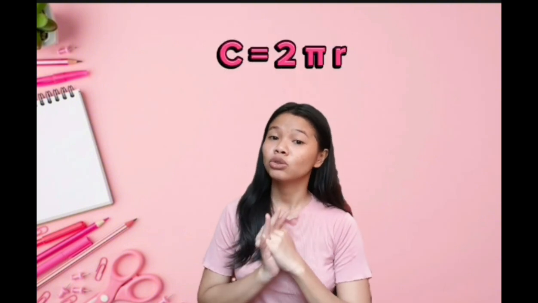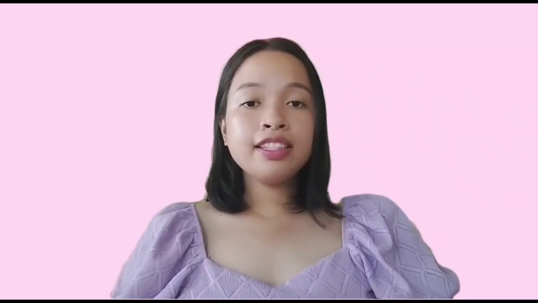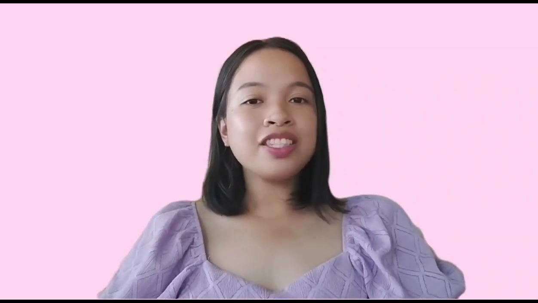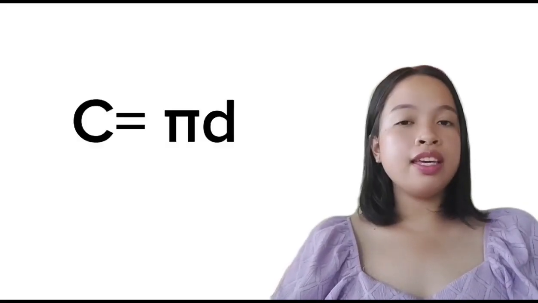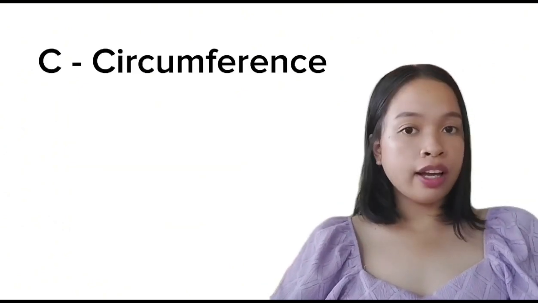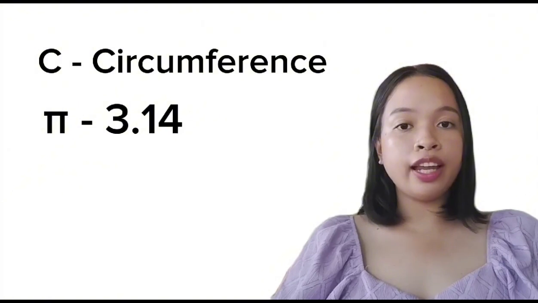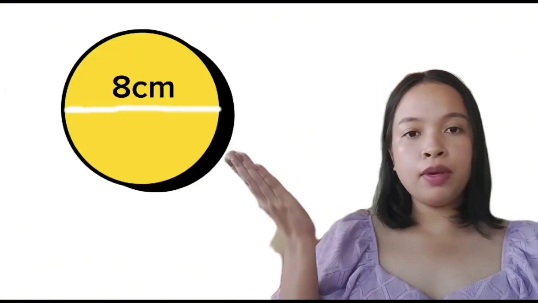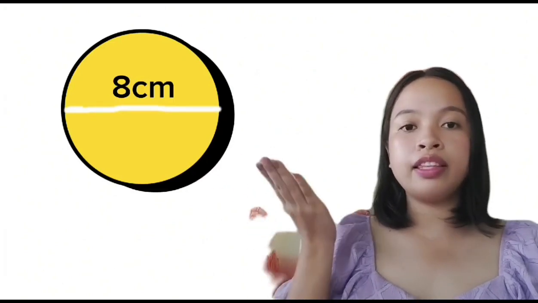These are the examples of how we can find the circumference of a circle using the formula C equals 2 pi r. Since you already know what circumference is and the different formulas to solve it, let's try to solve some problems. Let's use the formula C equals pi times d. Again, C is for circumference, pi is 3.14, and d is for diameter. The first one is 8 centimeters. As you can see, we are given a diameter here.